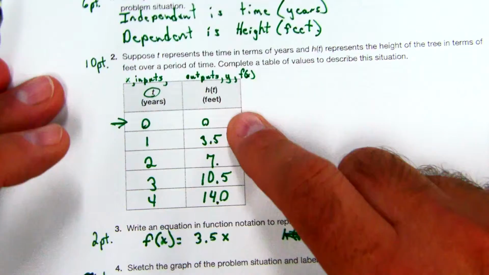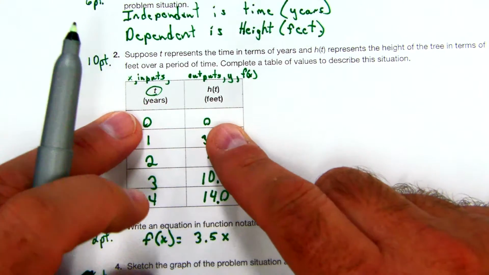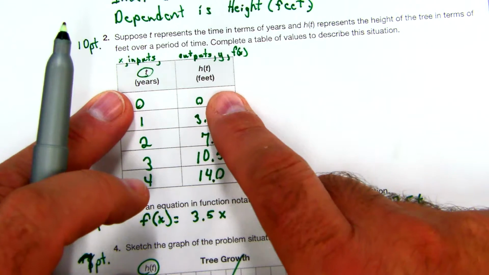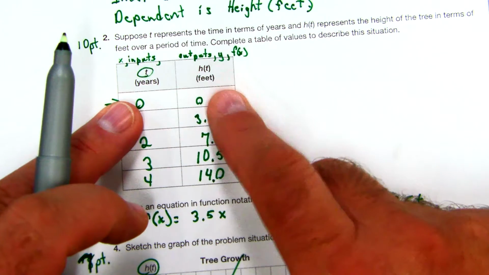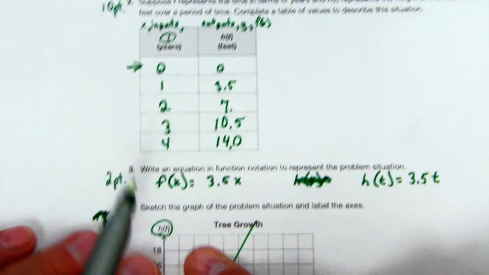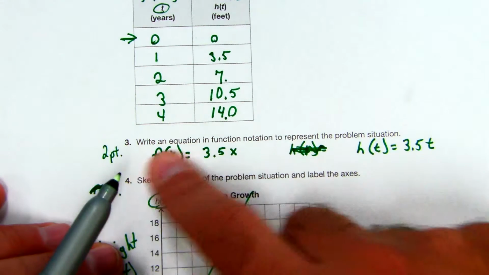Okay? And most people did the table correctly. They just didn't start at 0, 0. Hopefully you know that when you plant something, it hasn't grown anything in 0 years. So 0 years go by, it didn't grow anything. Then after year 1, it grew 3.5 feet. Then the next part was writing it as a function notation.